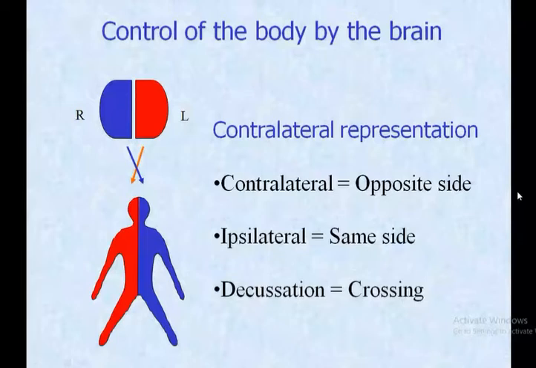Ipsilateral, that is same side of the body. For example, right upper limb and right lower limb, they are ipsilateral. And decussation is the terminology used in the nervous system for representing the site where there is crossing of the nerve fibers. Okay, so decussation is crossing, ipsilateral is same side of the body, contralateral is opposite side of the body. And remember about this contralateral representation of the body. Then we'll go into the topic, which is tracts of the spinal cord.